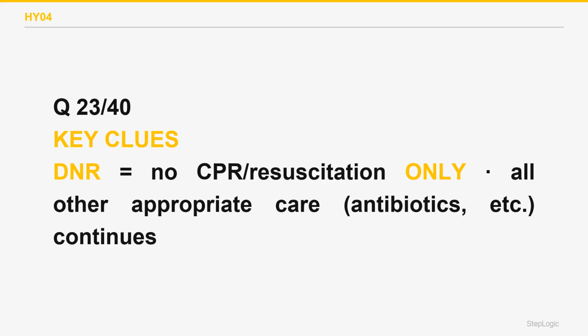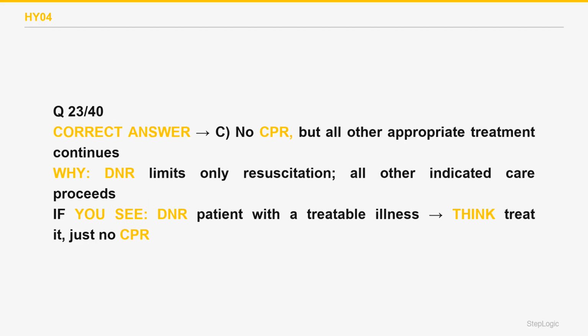A DNR order means only that cardiopulmonary resuscitation will not be attempted if the heart or breathing stops. It does not limit any other appropriate care. The patient should still receive antibiotics for his pneumonia, along with all other indicated treatment. DNR is narrow. It is not a decision to withhold everything. The correct answer is C.